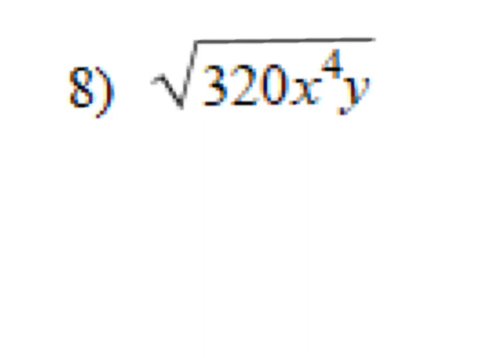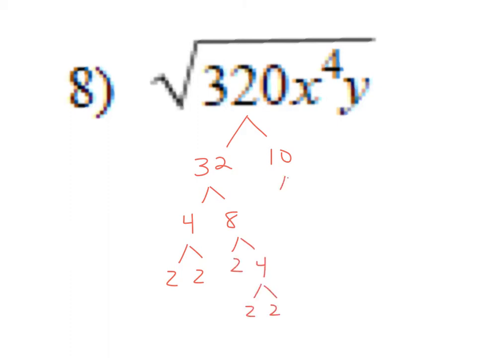All right, I'm going to break down 320. I'm going to do 32 and 10. All right, and then I've got 4 times 8, so that'll break down to 2 times 2. I got 2 times 4, which will break down to 2 times 2, and then 2 times 5. Again, don't use any of the numbers you've broken down. Just look at your endings.